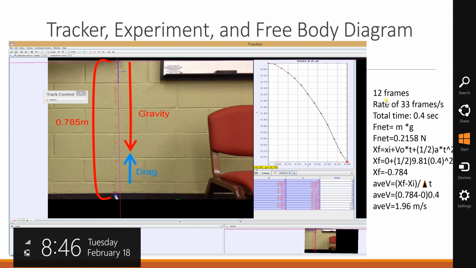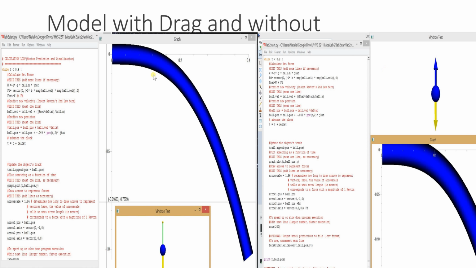I had 12 frames. I was able to get 12 frames at a rate of 33 frames a second. That was 0.4 seconds worth of drop. So then I modeled my experiment in Tracker.